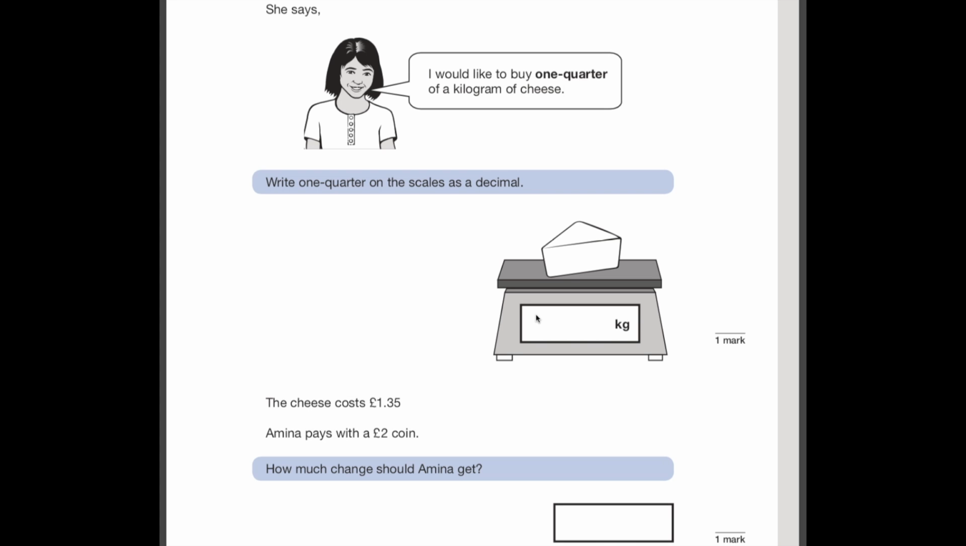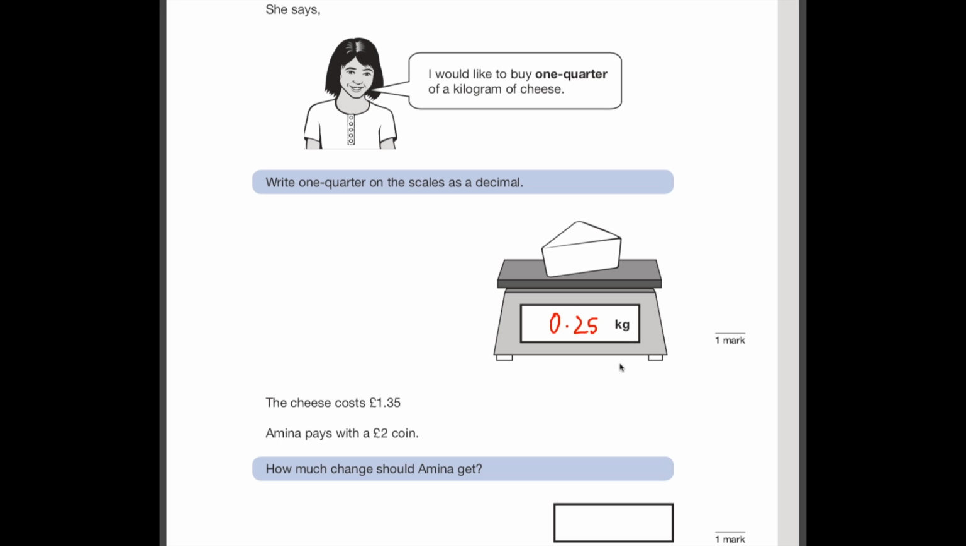This is something that you should just know. You should know fractions as equivalents as decimals. Some common ones such as a half, you should know that that's 0.5. 3/4 you should know is 0.75. And also 1/4 is 0.25. So that would be our answer here, that 1/4 of a kilogram is 0.25 kilograms.